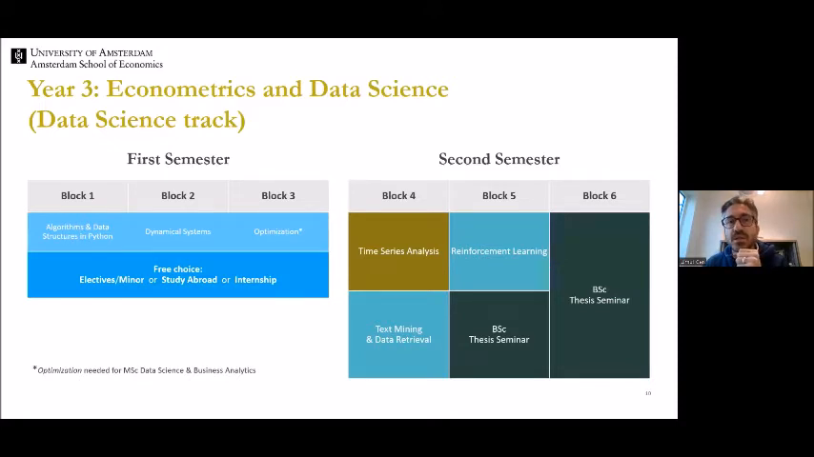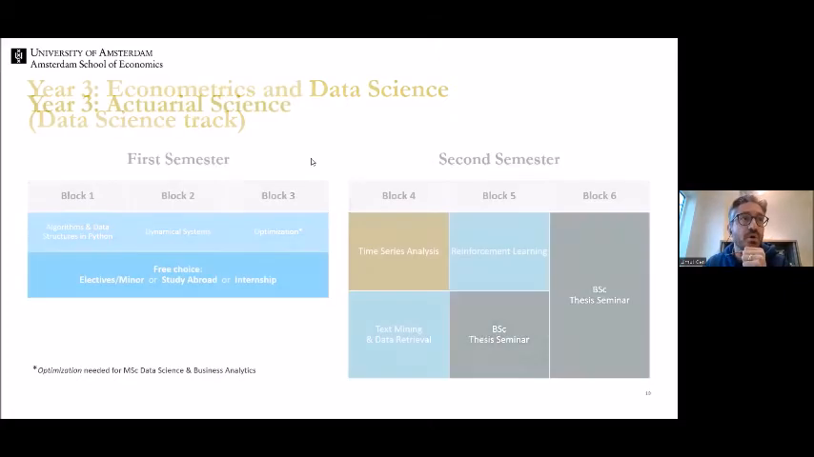The second semester now looks different. Obviously, now you have more focus on data science. Time series analysis is shared with the econometrics track, but the other courses, text mining and data retrieval and reinforcement learning, are specific to the data science track. And once again, you write your thesis during blocks 5 and 6 to finish the program.